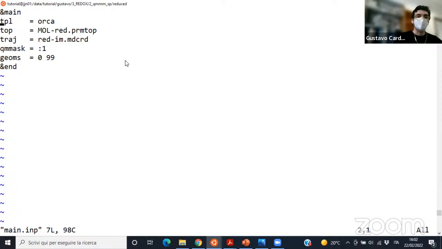But if you wanted to generate just a single geometry, you could just remove this thing here. And you can choose whatever geometry you want, like 54, for example. And this will generate a single input file.